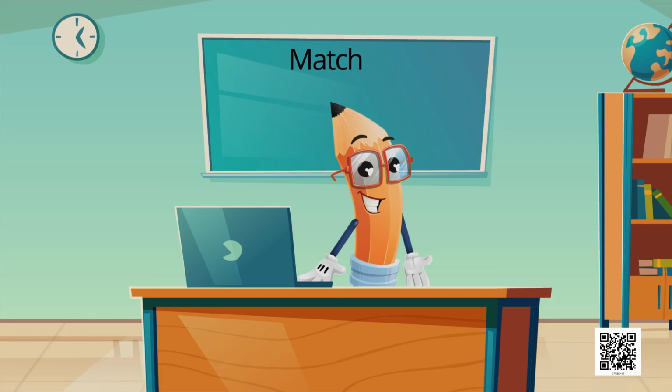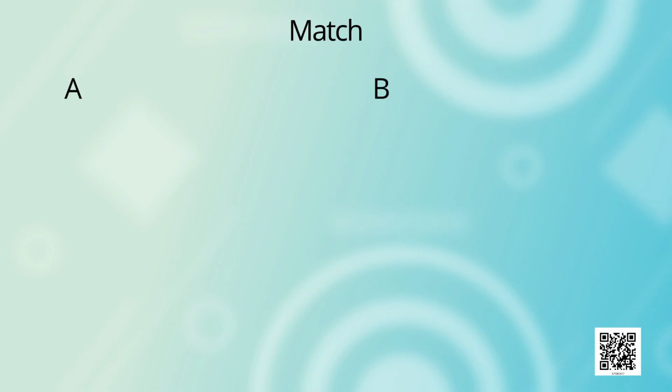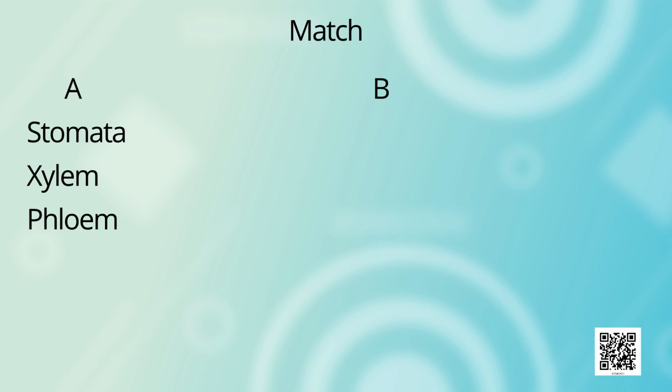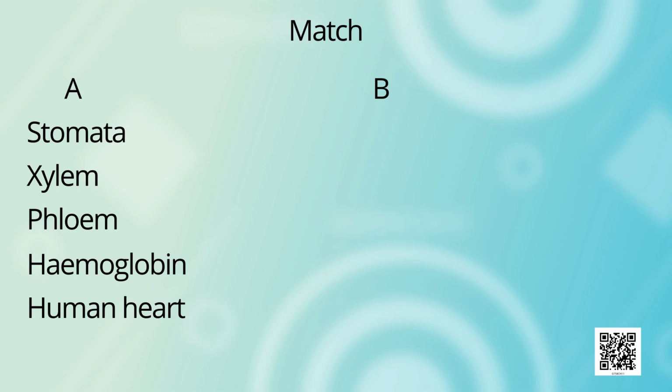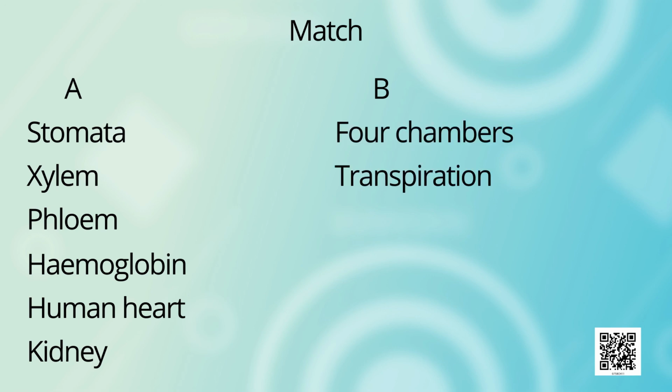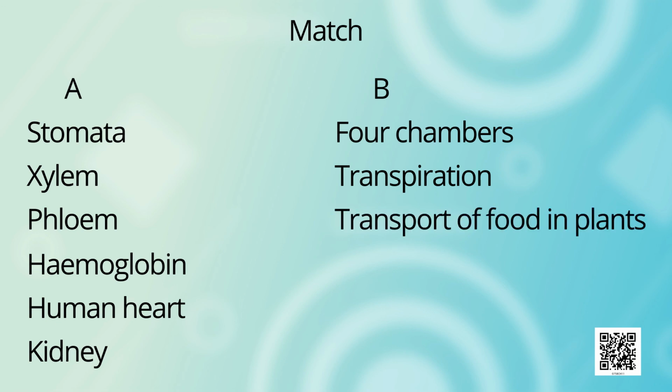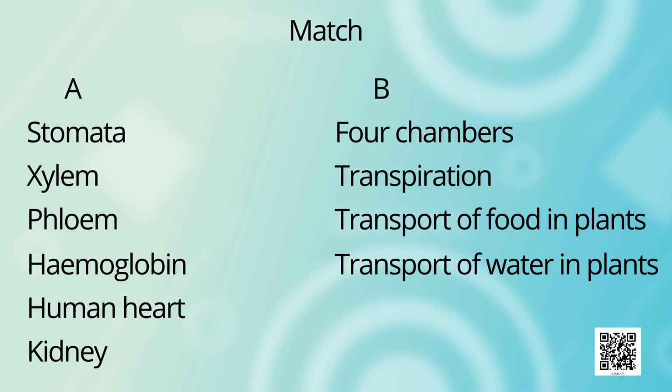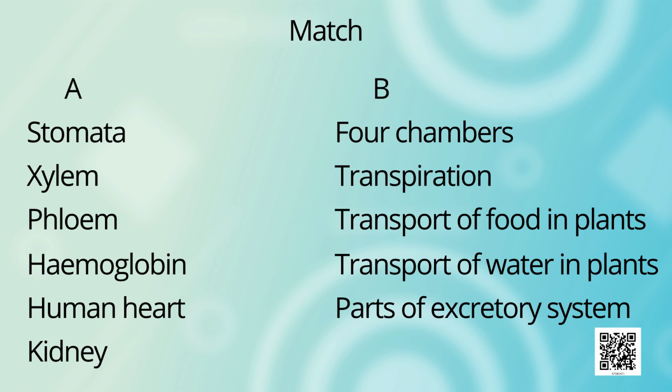Last, match the following. You have to match column A to column B. Column A has stomata, xylem, phloem, hemoglobin, human heart and kidneys. In column B, we have 4 chambers, transpiration, transport of food in plants, transport of water in plants, part of the excretory system and in RBCs.